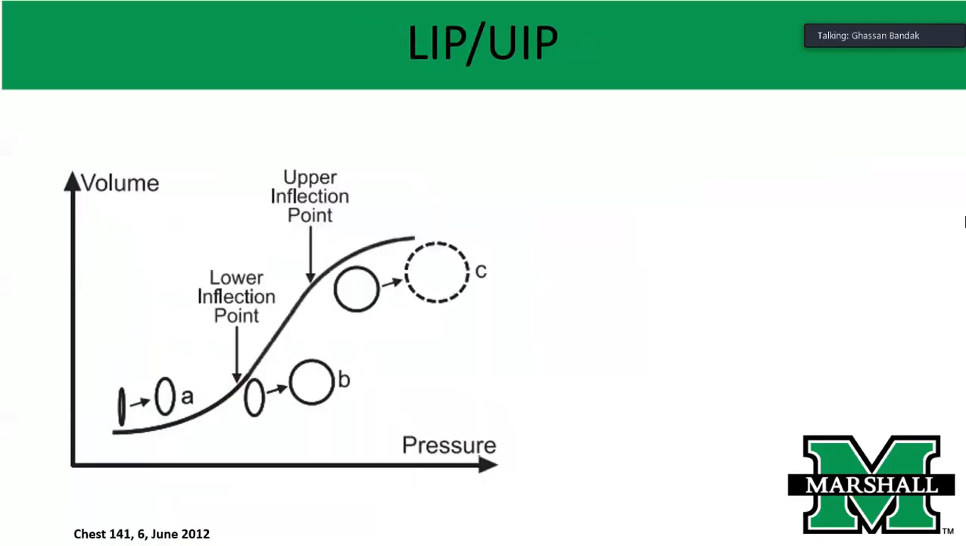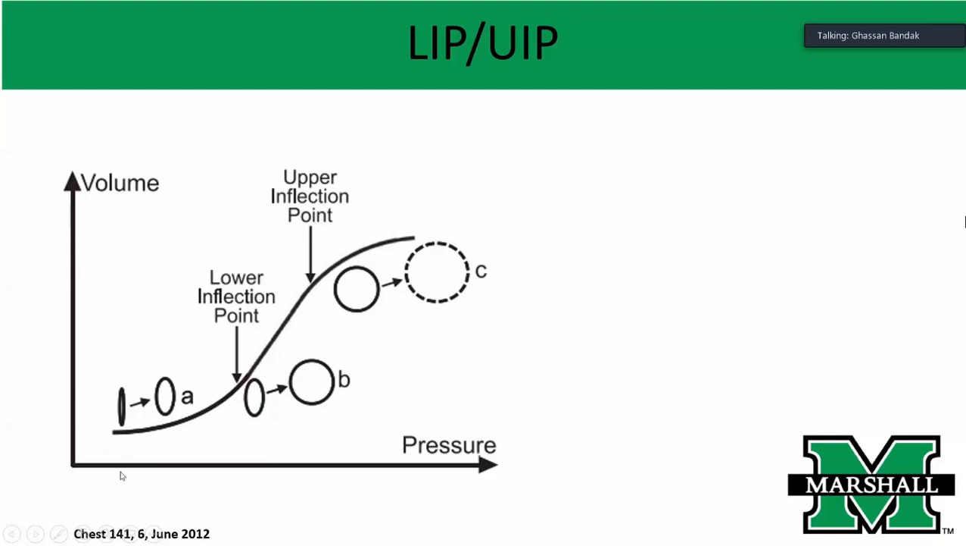Another concept, and this is a part of the concept that is used in a recruitment maneuver, is called the lower and upper inflection point. So this is a curve that shows a volume pressure loop. As you add pressure to the lung, you are recruiting. The lung becomes more and more inflated. There's a specific point called the lower inflection point, after which you achieve significant rapid increase in volume and recruitment.